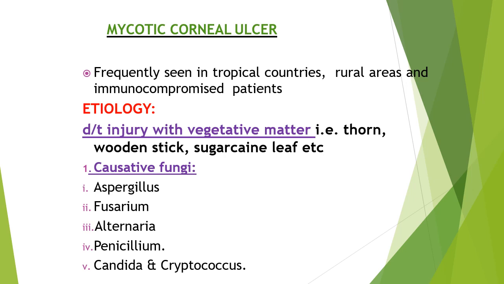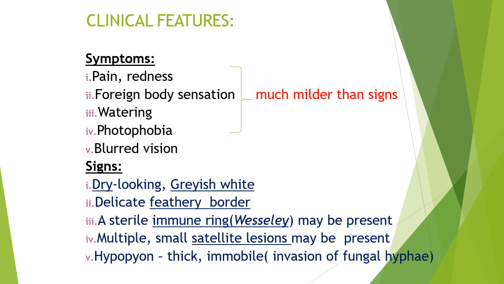The most common fungi are Aspergillus fumigatus. Apart from that are Alternaria, Penicillium, and Candida, Cryptococcus. Usually the patient comes to you with complaints similar to bacterial corneal ulcer: pain, redness, foreign body sensation, watering, photophobia, and blurred vision. But the difference between bacterial and fungal corneal ulcer is that bacterial has more symptoms than signs, whereas in fungal the patient has fewer symptoms but more signs.